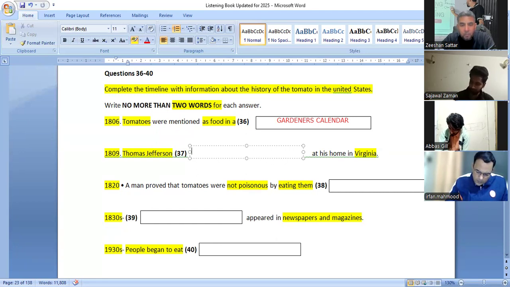To enhance the tomato's reputation as a food. He first served tomatoes to visitors at his home in Virginia in 1809.